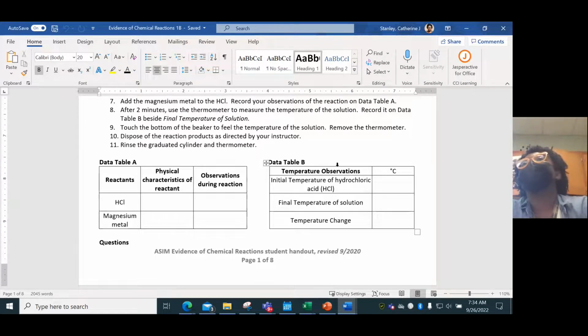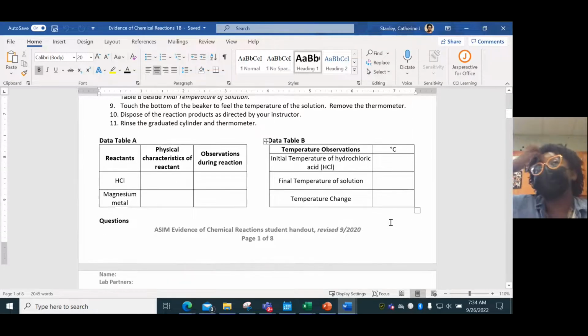Thank you. Who wants my second question? All right, Kyla, here you go. What was the temperature change of this experiment? 9.8, in the positive direction or in the negative direction? Positive. So who wants my next question?